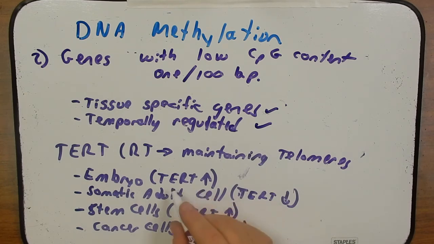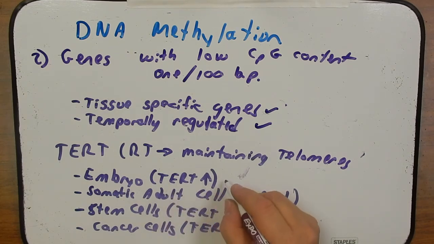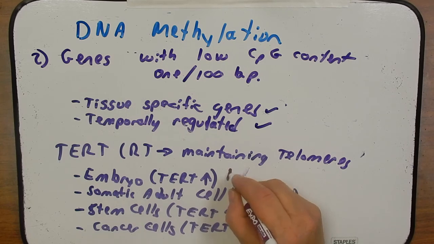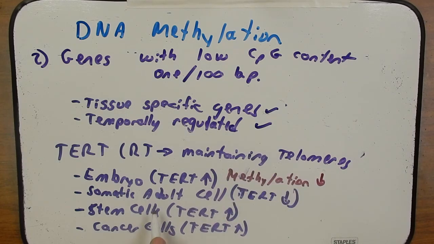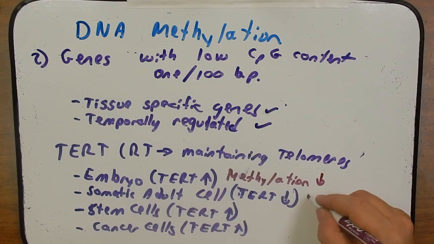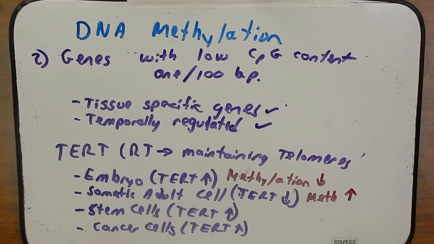So, in the embryo, when TERT is expressed, methylation is lower. In somatic adult cells, methylation is higher because the TERT gene is not expressed. Stem cells and cancer cells, methylation is decreased.